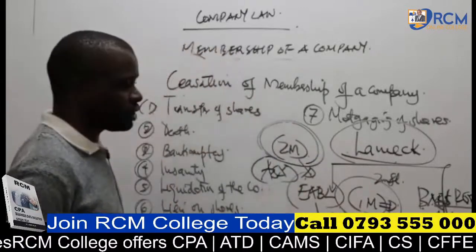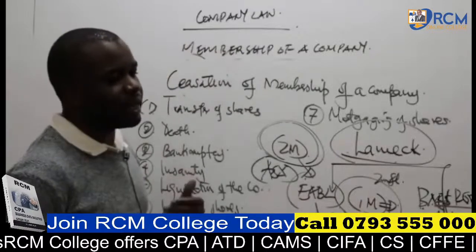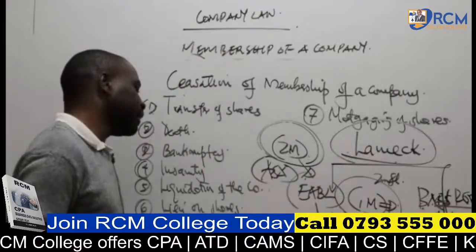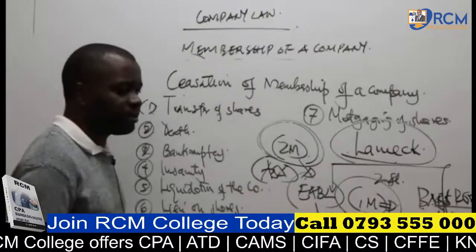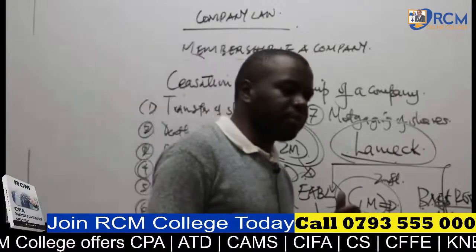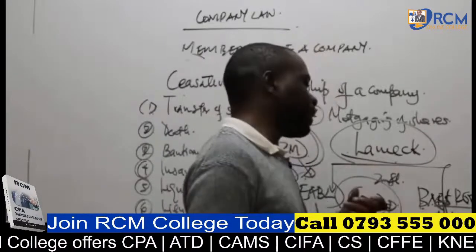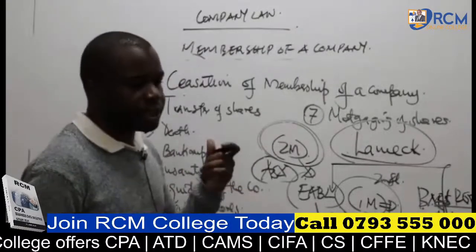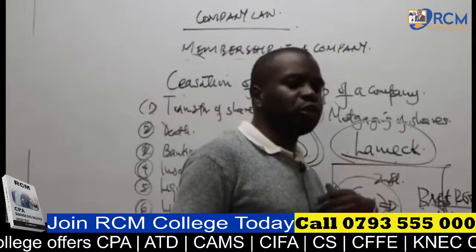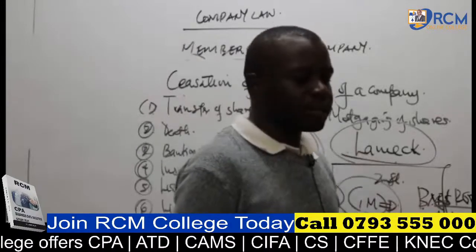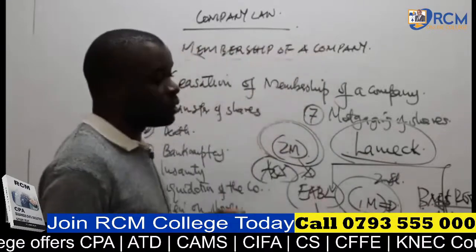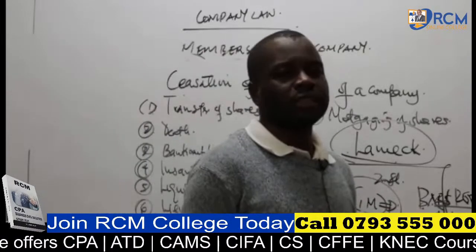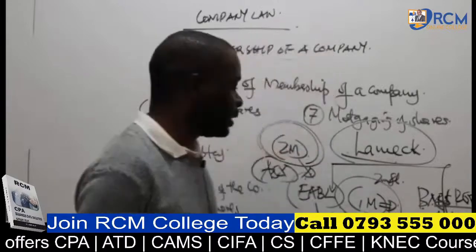If they forfeit Lamech's shares, you can see Lamech will no longer be a shareholder at EABL. And in this case, if he's no longer a shareholder, he will lose membership at East African Breweries Limited. That is what we mean by lien on shares: the right provided to a company under its articles of association to withhold the shares of a shareholder who is indebted to the company. That's what we mean by lien on shares.